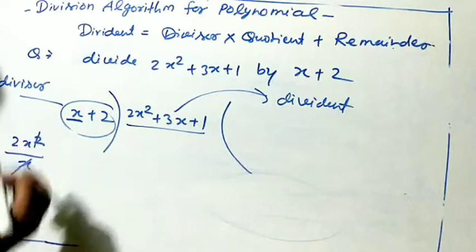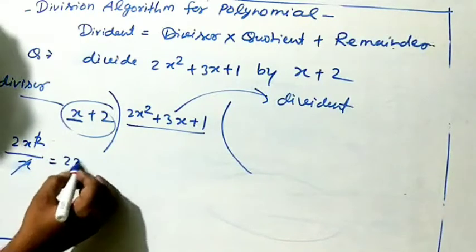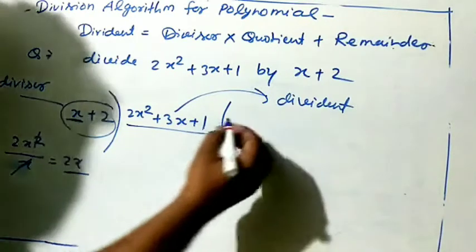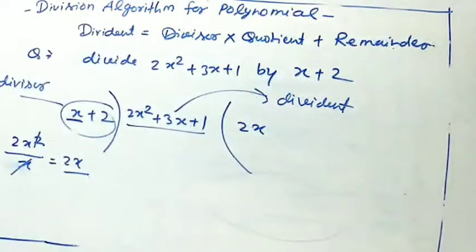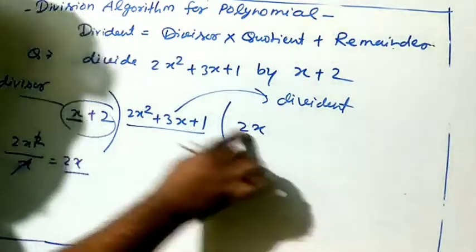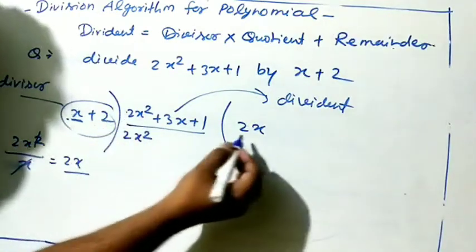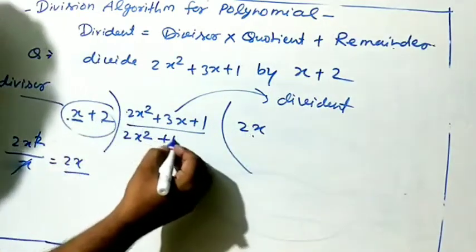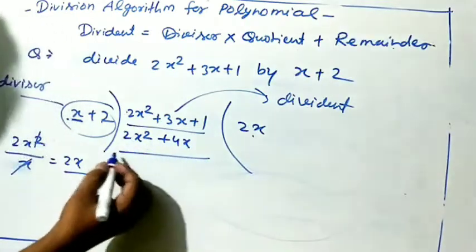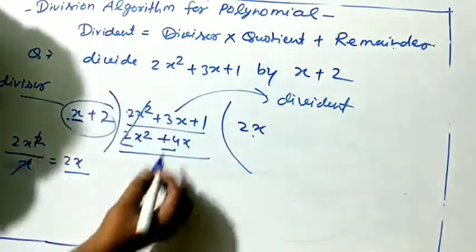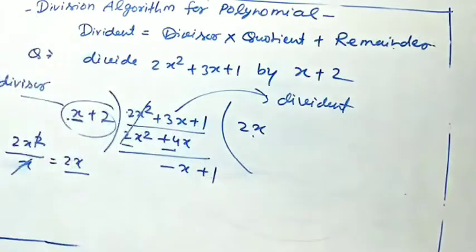the first term or the highest degree term 2x square by the first term of the divisor x. So it is cancelled. So what is the remaining? 2x. So you have to write the 2x. This is the first term of the quotient. Multiply 2x by x, 2x square. There must be same, and 2x multiplied by 2 plus 4x. Okay, change the sign. It is cancelled and it is minus x plus 1.